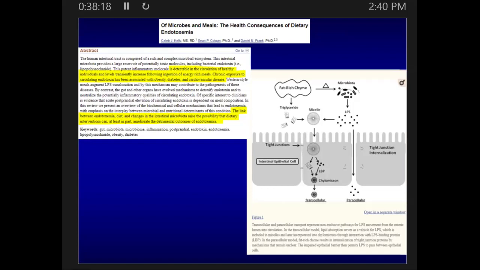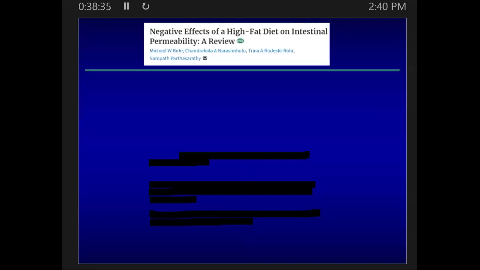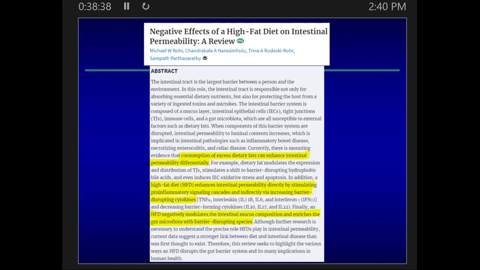Chronic exposure to endotoxin has been associated with obesity, diabetes, and cardiovascular disease. So again, you have to think about those ideas, and if you're on the ketogenic diet, I really urge you to think about this. Here's another one: intestinal permeability and high fat diet. It's both barrier disrupting and it stimulates pro-inflammatory cascades. So it's kind of a double whammy.